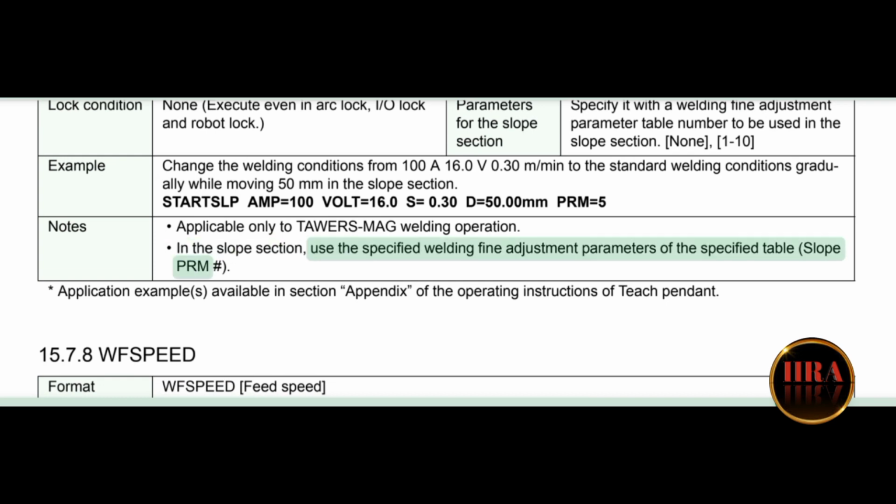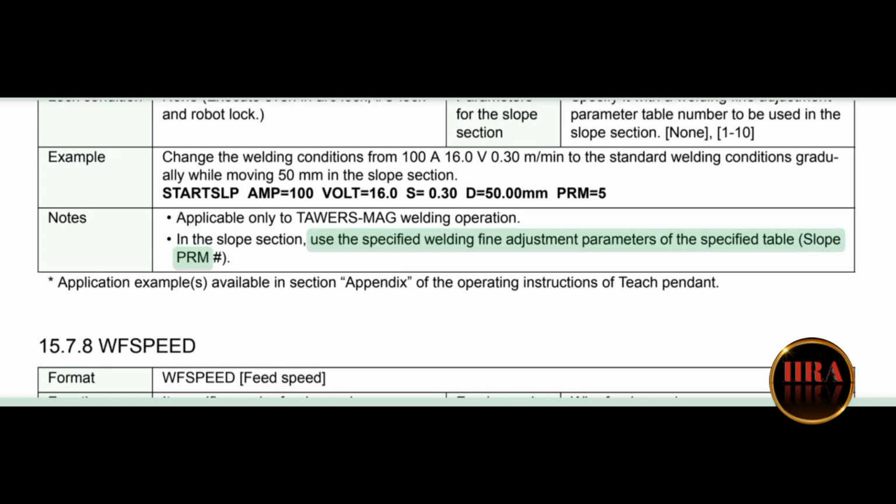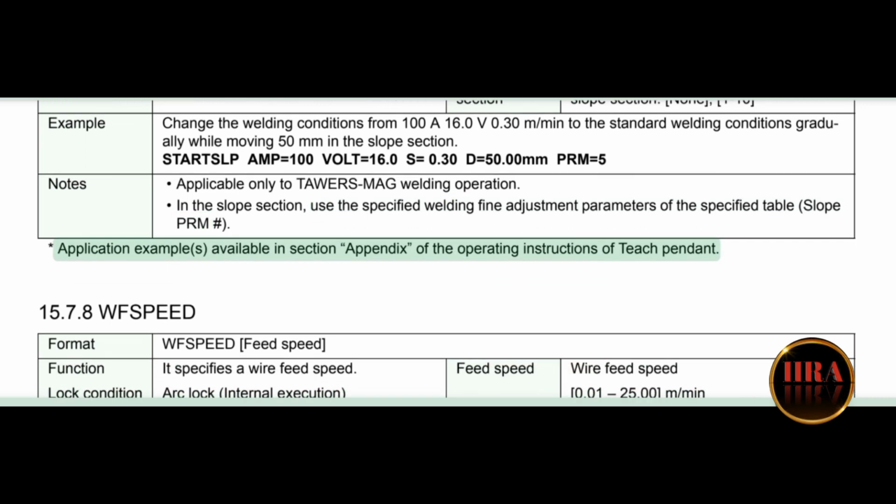In the slope section, use the specified welding fine adjustment parameters of the specified table, slope PRM number. Application examples are available in the appendix of the operating instructions of the Teach Pendant.